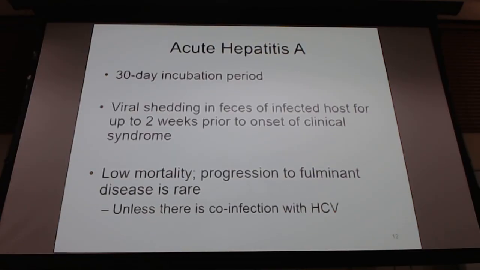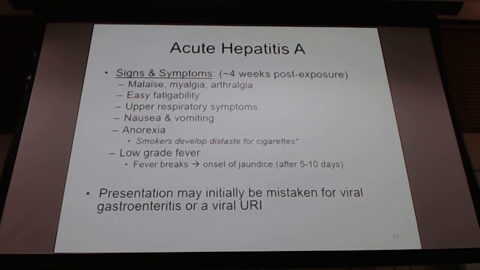So we get a 30-day incubation period. Worry about hepatitis C. Four weeks post-exposure, that's when the symptoms start showing up, so we're kind of bypassing that prodrome phase, going right into the icteric phase.